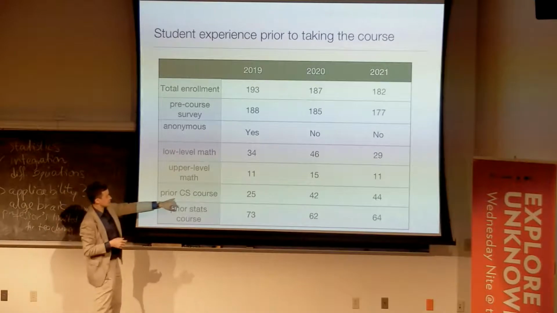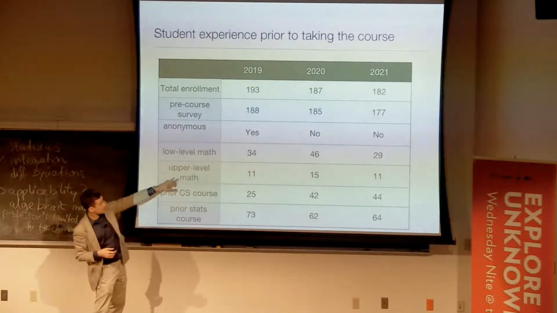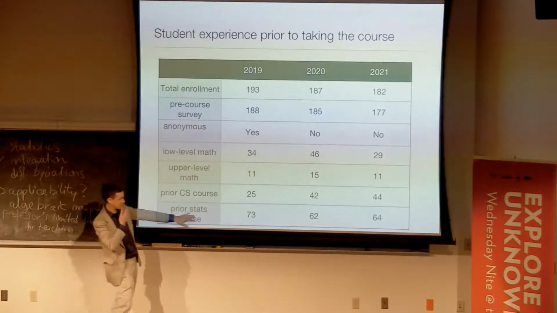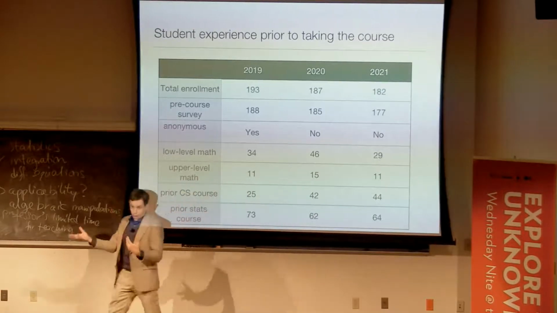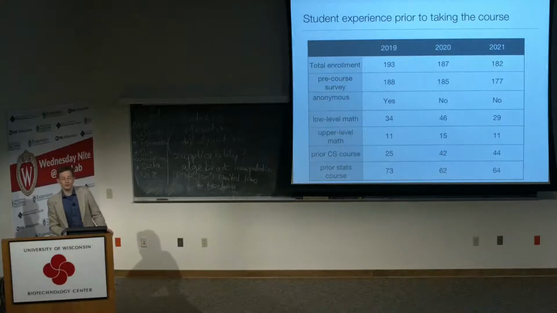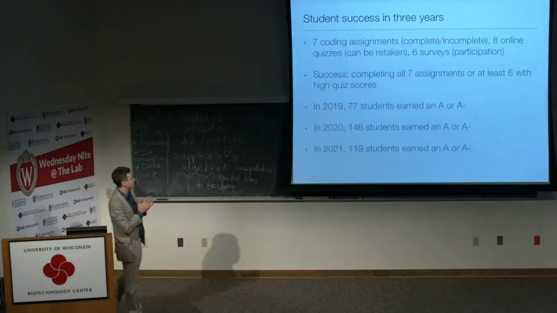And also some students had taken a computer science course before, but you see not that many out of 180. And then some of them, 73 and 60-something, took a statistics course before. So I just wanted to see whether any of those had an effect on how well they did in the course. And what do I mean by how well they did in the course?